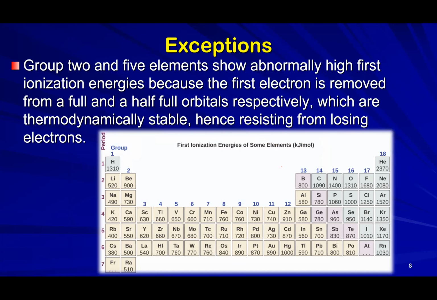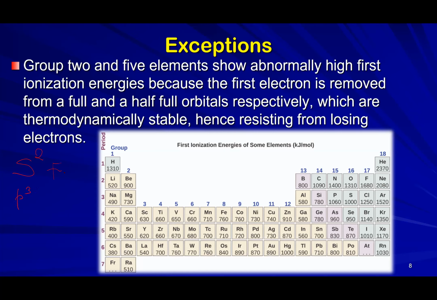Here we have some exceptions. For group 2 and group 5 elements, we have some abnormal behavior. The first ionization energy is very high. Why? Because the electron is removed from a full orbital. So when orbitals are full, for group 2 we have s2, and for group 5 we have p3.